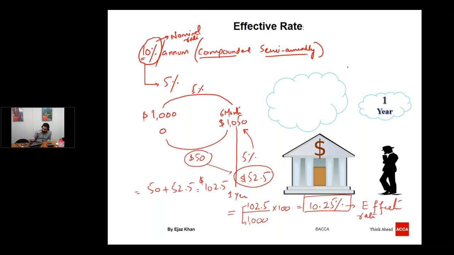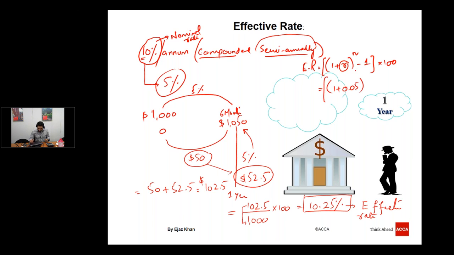If we want to calculate this using a formula approach, we can use this formula. Effective rate is equal to (1 plus R) raised to the power n, minus 1, multiplied by 100. The R in this formula will be the interest charged during the compound period. That is, in this case, it's the semi-annual interest rate, which is 5%. So 1 plus 0.05. The power here represents the frequency of compounding. That is, how many times in a year the interest has been charged.